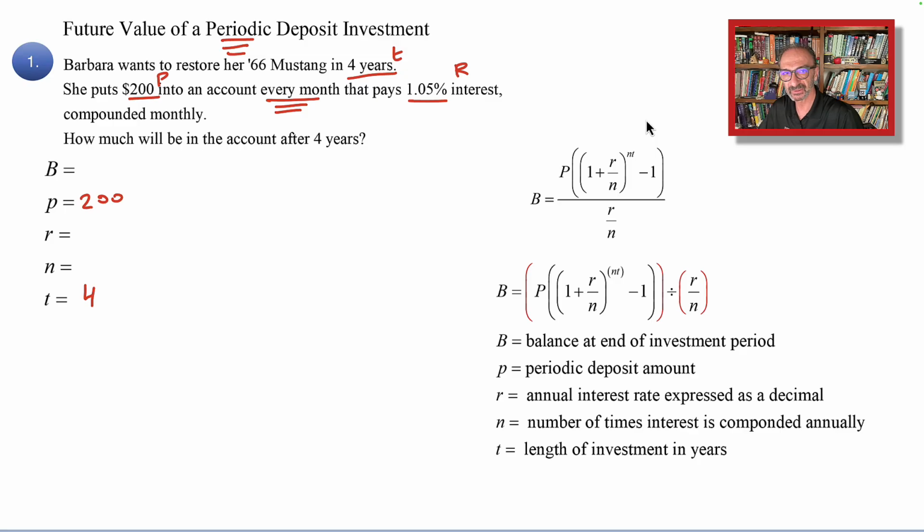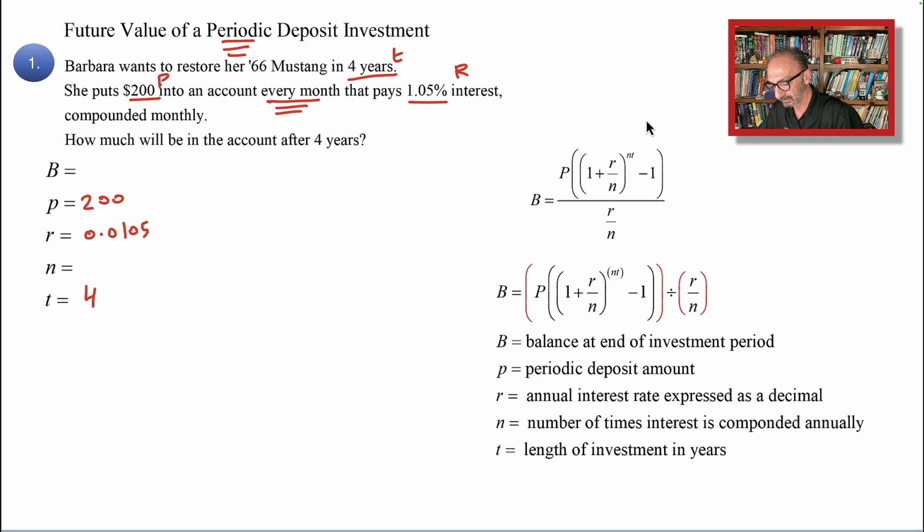Of course we need to write it as a decimal, so R is 0.0105, moving the decimal to the left 2 places. Compounded monthly, that means N equals 12. And I have the formula on the right side and all the components defined just for reference. How much will be in the account after 4 years?